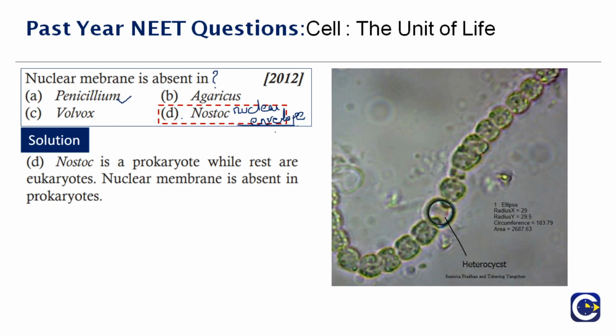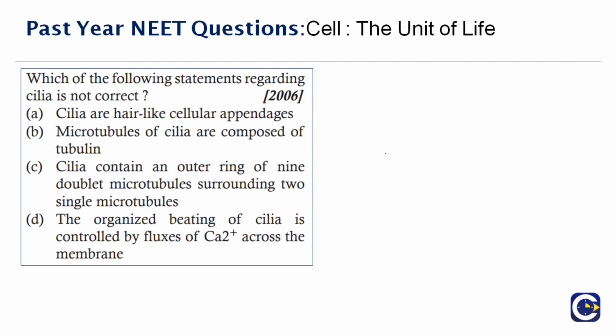Now let's move to the next question. This question was asked in the year 2006. Which one of the following statements regarding cilia is not correct? Now what is cilia? You should know what cilia is, then only you can answer this question. Cilia are made up of tubulin protein. Cilia is made up of tubulin, a protein actually, and cilia have a core of 2 microtubules, and around there are 9 doublet microtubules.